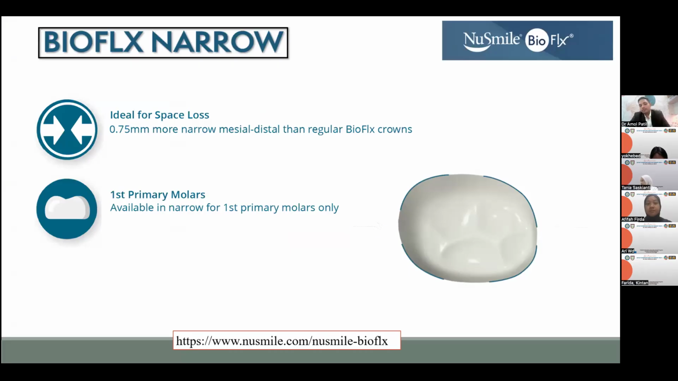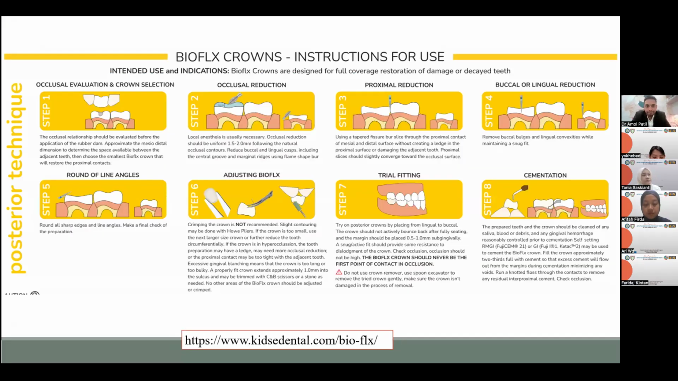Recently, they have come up with narrow Biflex crowns as well. These are beneficial in cases of multiple carious teeth or adjacent carious teeth. In those cases, because of the adjacent caries, the arch width has decreased prominently. And in those cases, if we try to fit a normal crown, it will not fit. For that reason, narrow crowns were introduced recently.